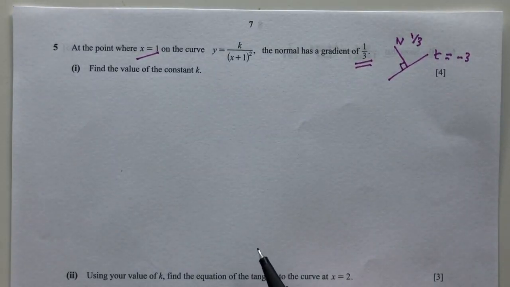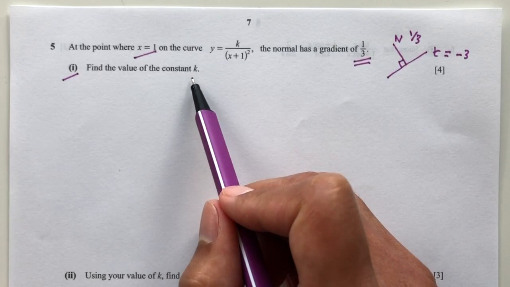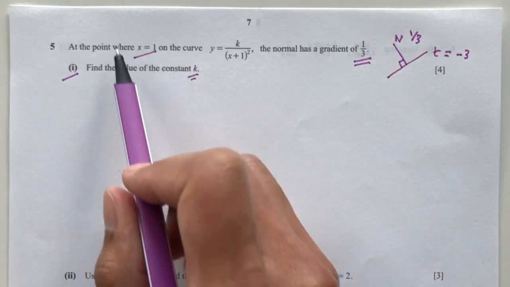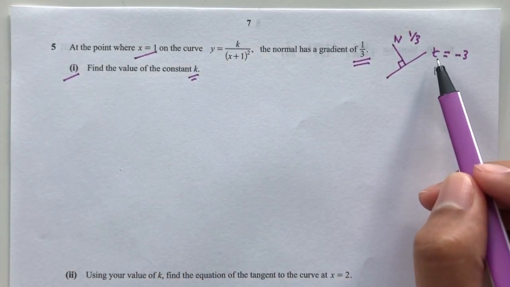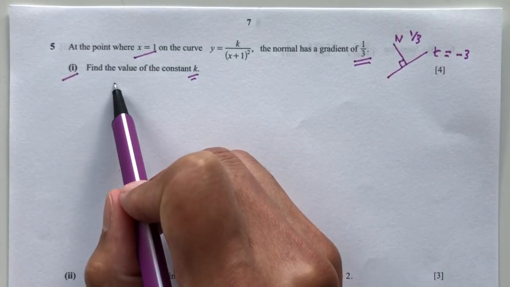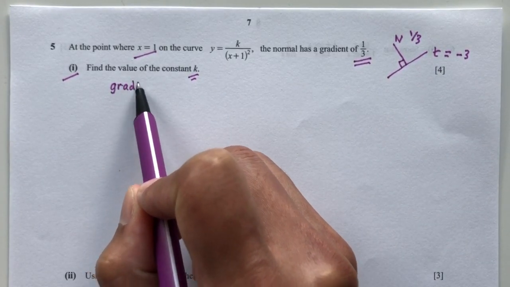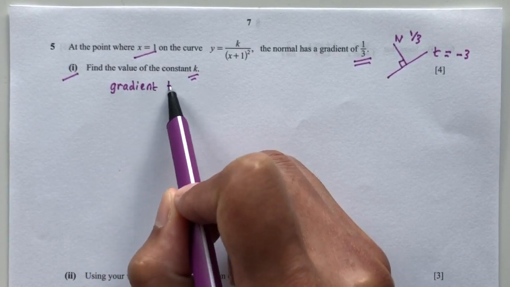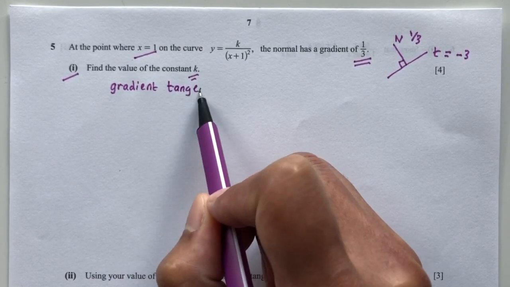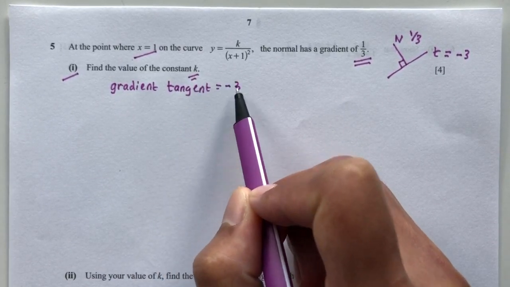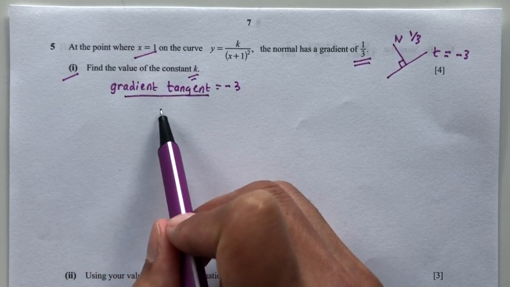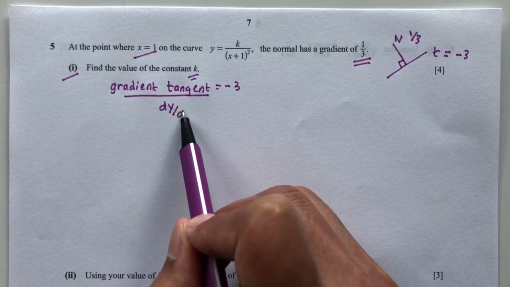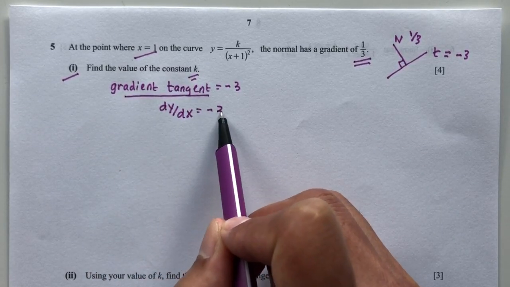Okay, so part 1, it says find the value of the constant k. So how would you find k? We have to use this information. So what is the gradient of the tangent? We found that the gradient of the tangent is equal to minus 3. And how do we find this usually? We have to use dy by dx equal to minus 3.